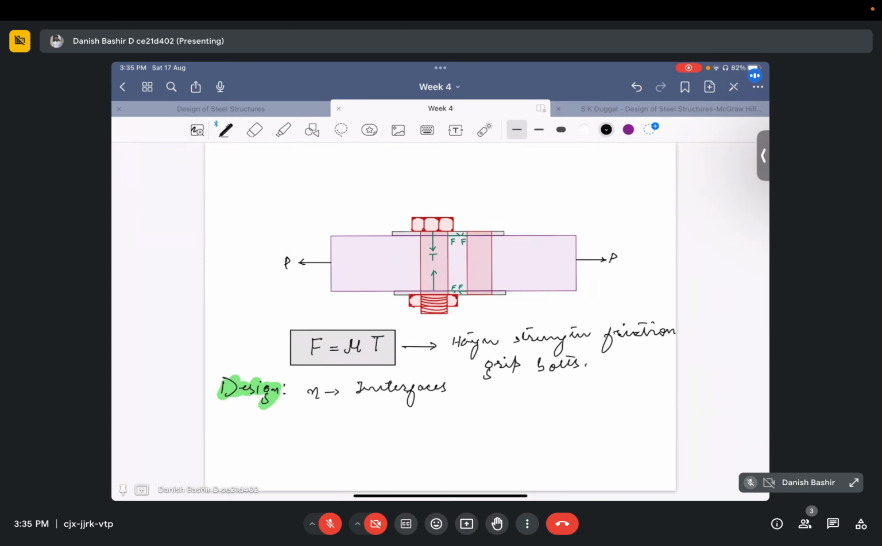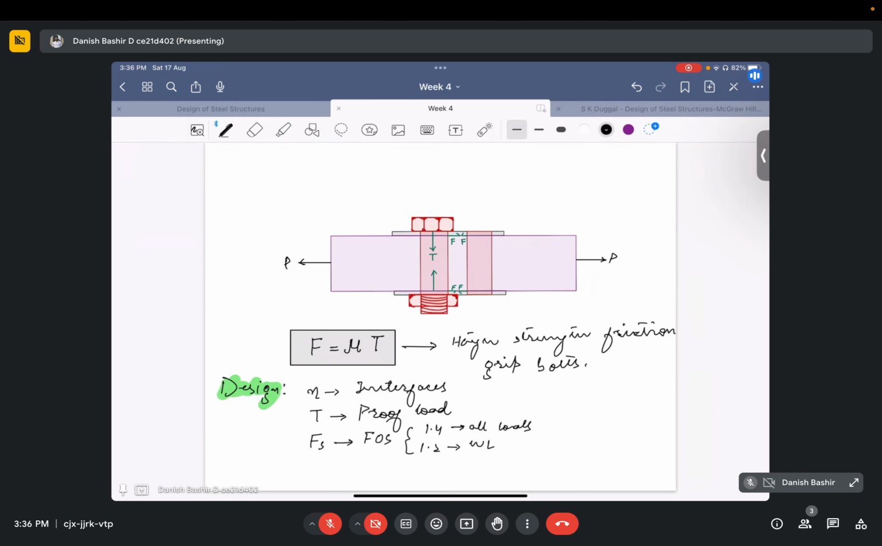Okay. We have n interfaces, and T is obviously the proof load. We also use a factor of safety Fs. The factor of safety has different values: 1.4 for all loads except wind, and 1.2 for wind loads.